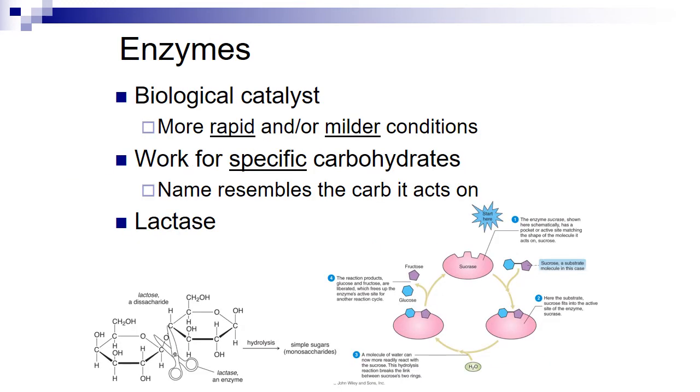All right, so here's another slide, again, with a whole bunch of information. Now, we were just talking about how, for our body to be able to use a carbohydrate, we have to break apart the polysaccharides into monosaccharides. Well, one way to help with that is through the use of enzymes. Enzymes are a biological catalyst, meaning that we can make reactions occur more rapidly. That's good, it's faster. Or it can be done under milder conditions.